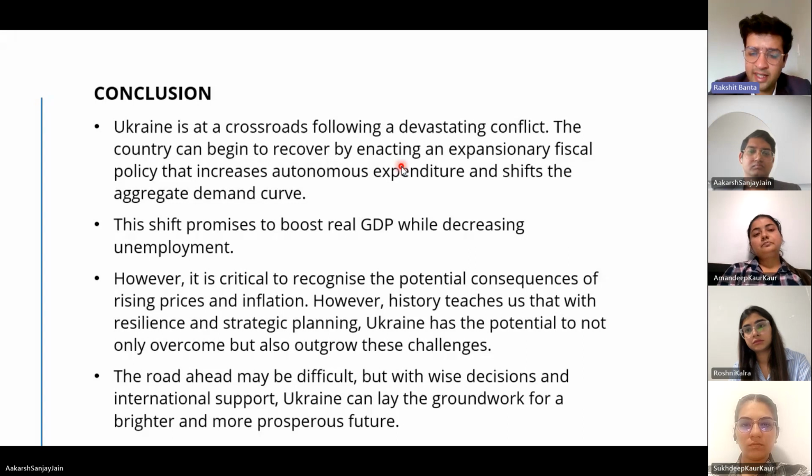Yet financial aid alone cannot guarantee Ukraine's recovery. The IMF recommendation highlights the importance of foreign investment, fiscal and monetary policies, and expansionary fiscal measures to stimulate growth and rebuild infrastructure. Balancing all these strategies is essential, as a shift in the aggregate demand curve can enhance GDP and reduce unemployment. Ukraine faces challenges, but with strategic planning and international support, it can overcome any conflict and can have a brighter future. Thank you.